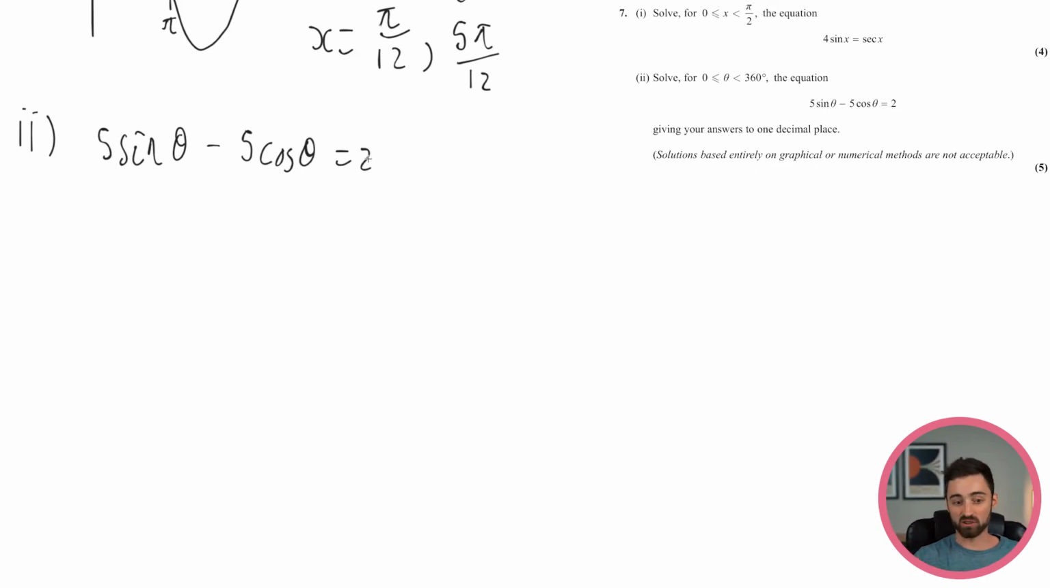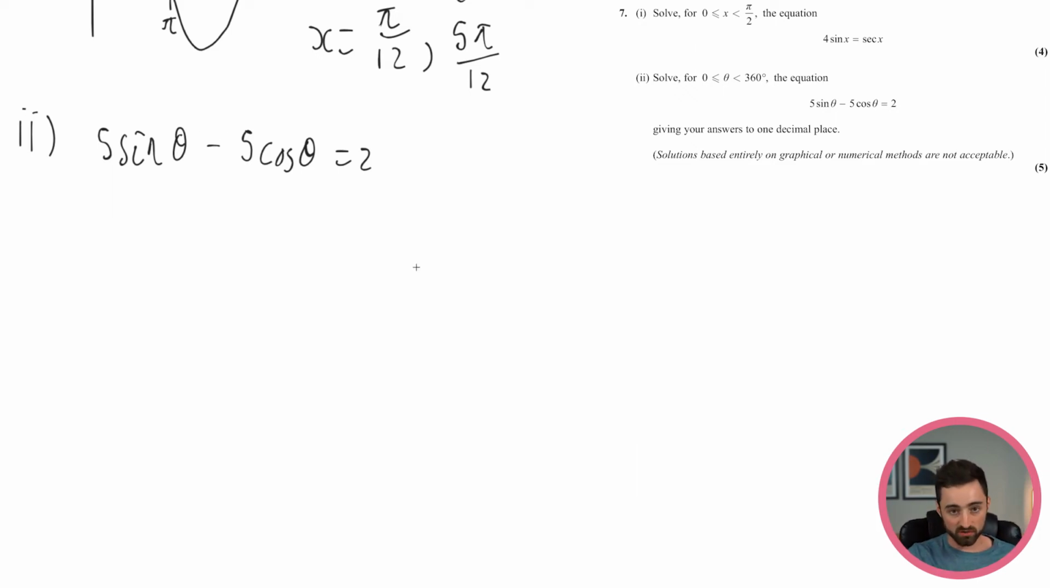If I didn't have this 2, if it was a 0, for example, this equation would be quite easy, because I could take this cos over the other side, I could divide by cos, and then I'd just be left with 5 tan theta equals 1, and then I've got one trig function and I'm good. The fact that I've got that 2 there makes it quite annoying. I need to think of something else that is going to get this into one trig function.